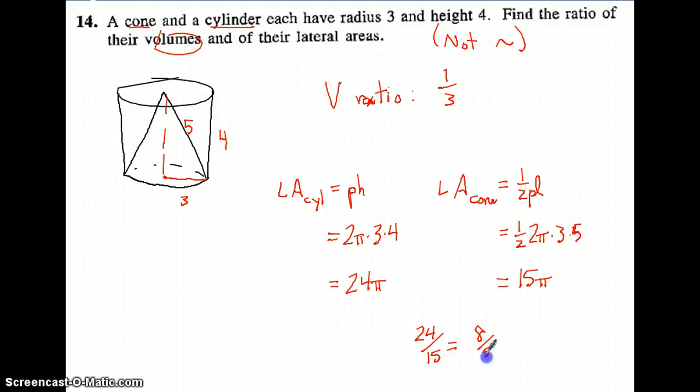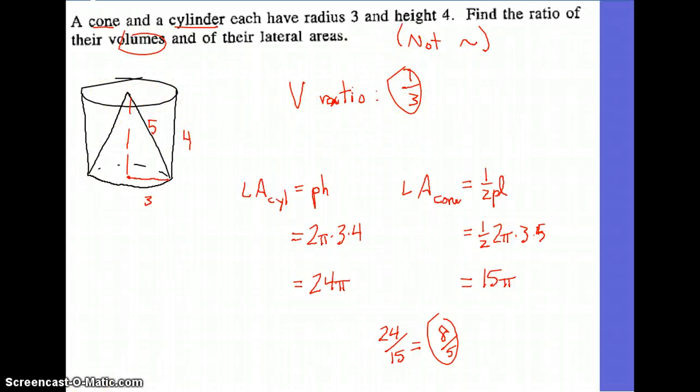Interesting fraction. That's the ratio of areas. And that 8/5 is not always going to be the ratio of lateral areas of a cone to a cylinder. It had to do with the particulars of this one, the 3, 4, 5 right triangle, with radius of 3 and height of 4. That is only going to happen with this. This will always happen: if you have a cone inside a cylinder, the ratio of volume is always 1/3.